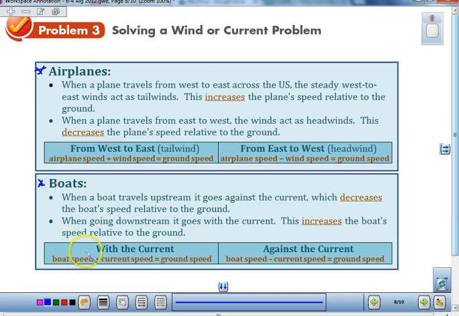Same thing happens with boats, if you're working with the current or against the current. When you go with the current, it actually speeds the boat up. So when you're going against it, it decreases. When you're going downstream, this increases the boat speed. So read over these notes a few times, pause the video, look it over, and see if this makes sense. When you're with the current, it's the boat speed plus the current equals ground speed. When you're going against the current, it's pushing you back or slowing you down. It's the boat speed minus the current.